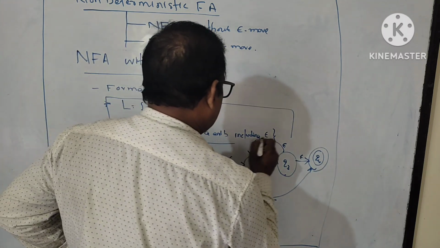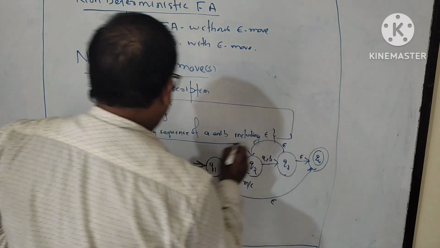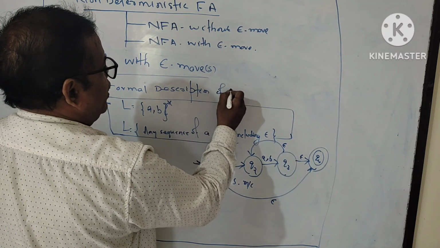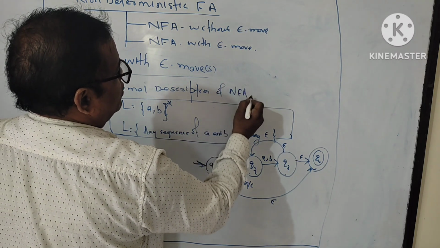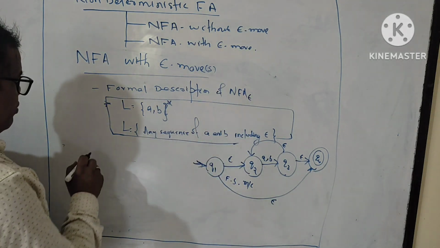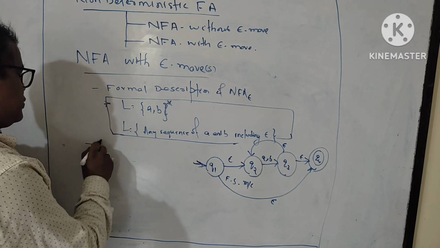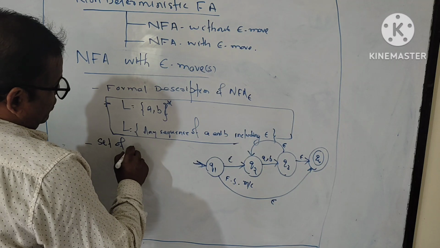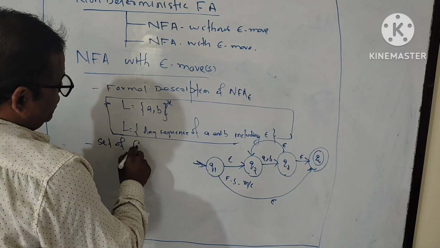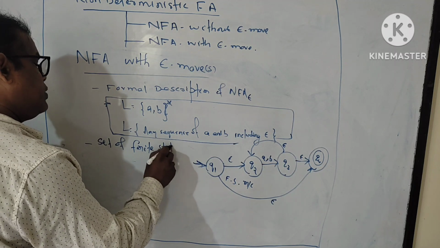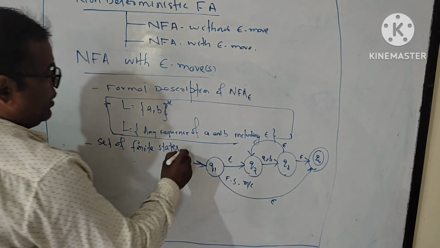Now the formal description of the NFA with epsilon. Now what do I have to do? First point, the set of finite states. I hope you people have understood that. That is capital Q.